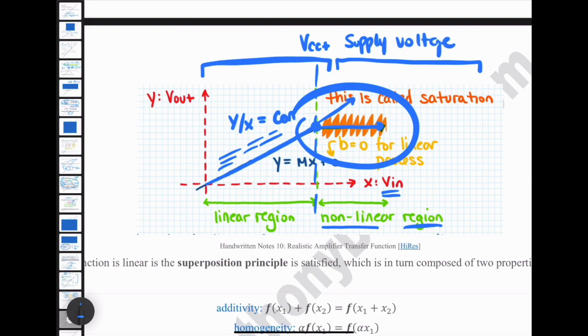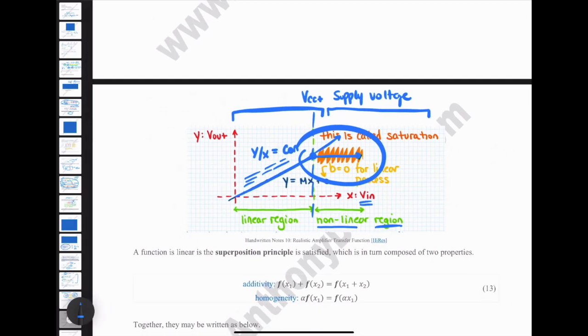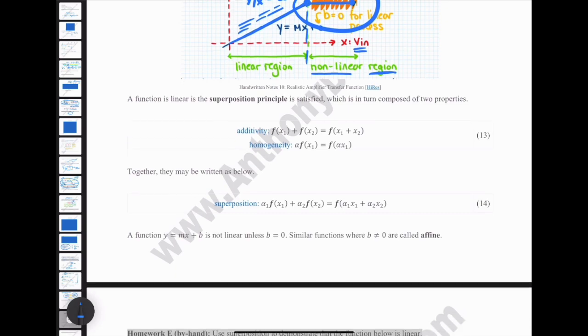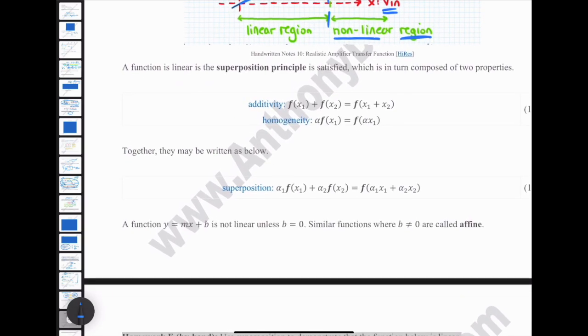Linearity is generally an ideal characteristic. What we mean by that is it can be hypothesized or thought about in a theoretical ideal way, but there are very few practical real components that are completely ideally linear. Now, I talked about the superposition principle earlier, and let's go back to that.